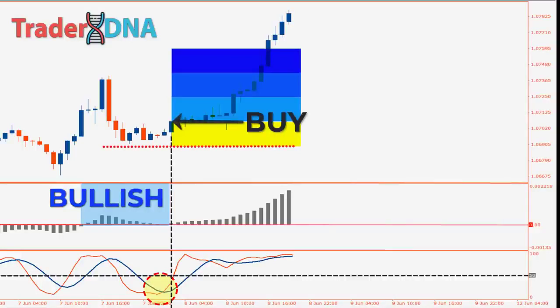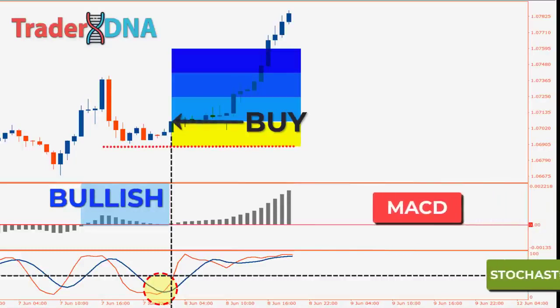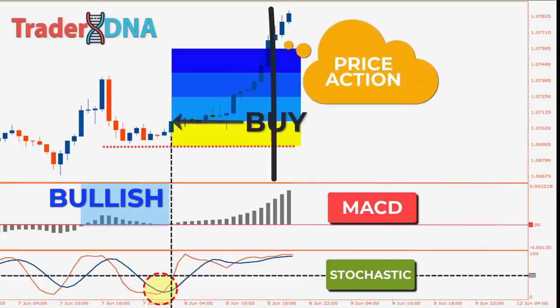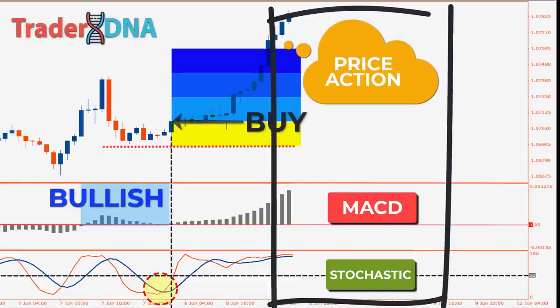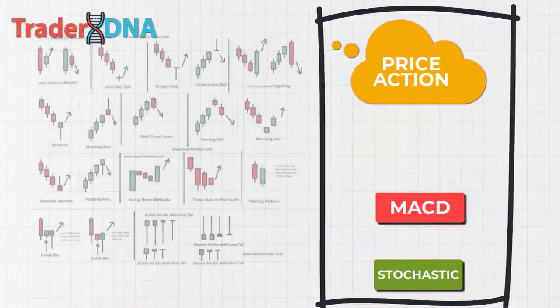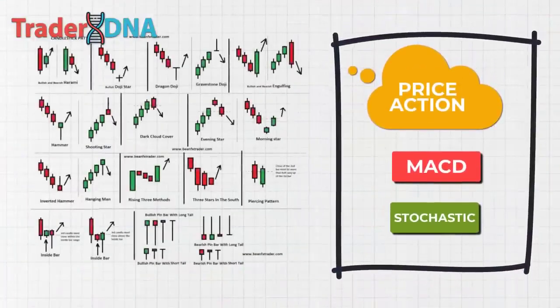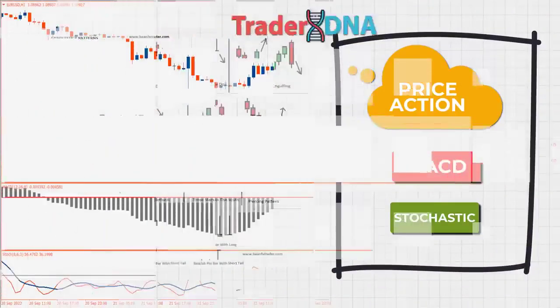This trading strategy is fundamentally based on signals from 2 indicators, namely MACD and stochastic oscillator. However, if you want to increase your chances of winning each trade, you can integrate price action variables into the strategy. For example, you may only enter a position if there is a supporting candlestick pattern. If no such pattern is present, the signals generated by MACD and stochastic oscillator are disregarded. Let's take a look at an example on this chart.